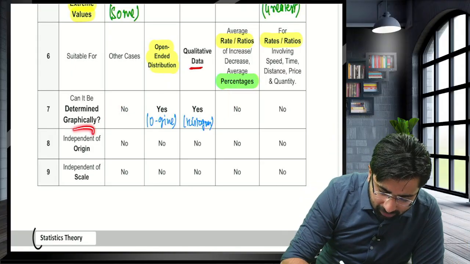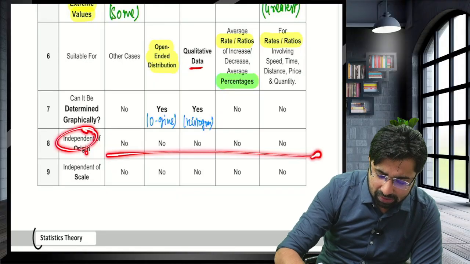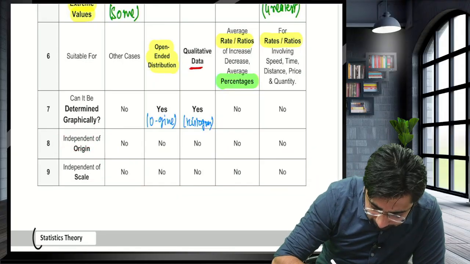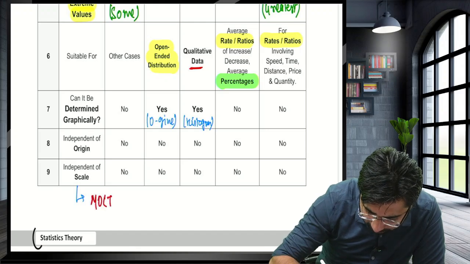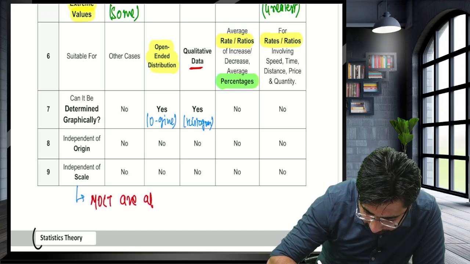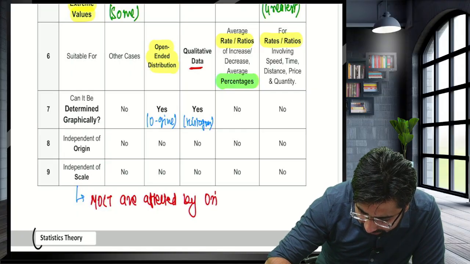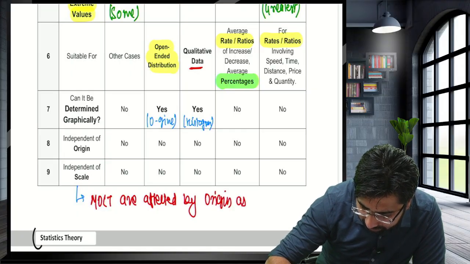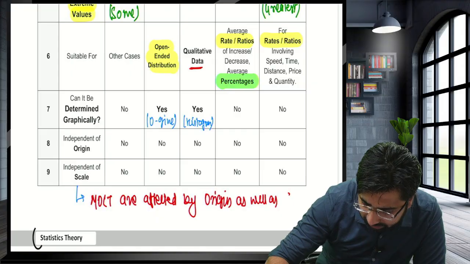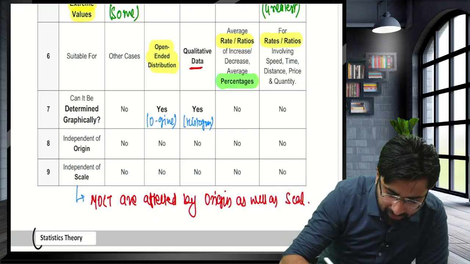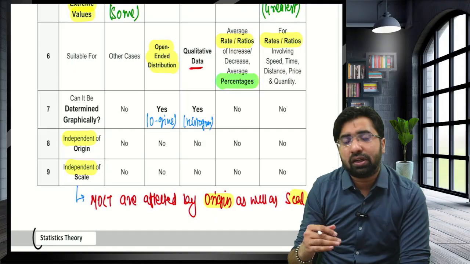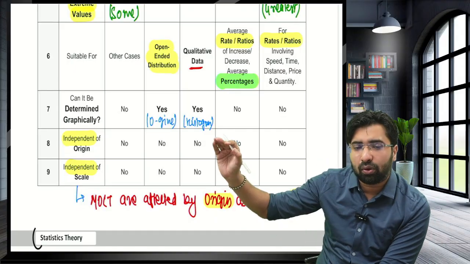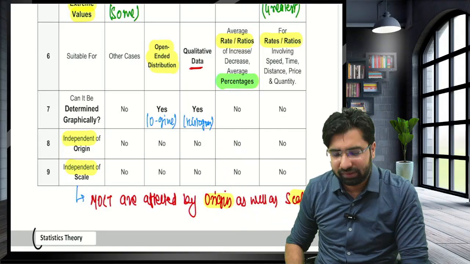Now, they are not independent of origin and scale. They are affected, I will say, by origin as well as scale. They are affected by the origin as well as scale. Here I've used the word independent. Independent, no, they are dependent. If I had written the word dependent, I would have written yes.